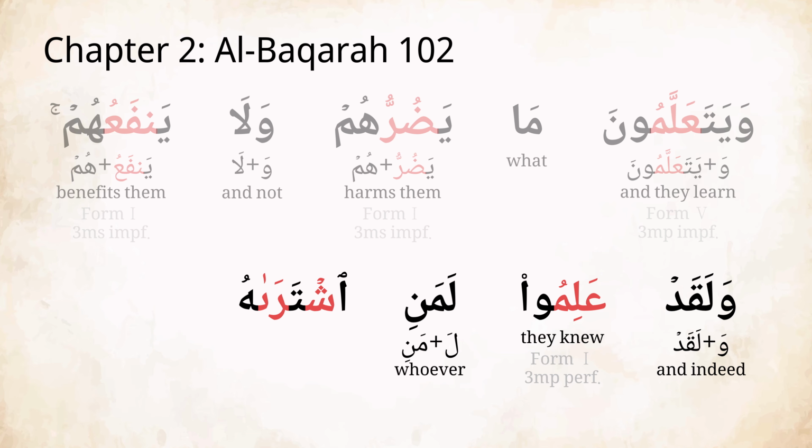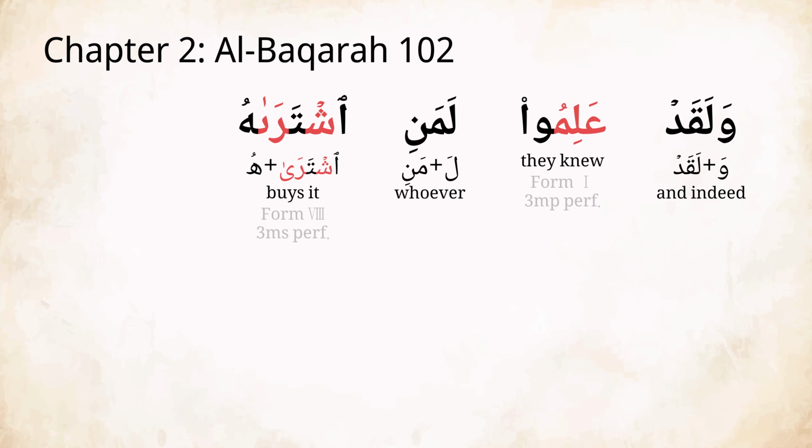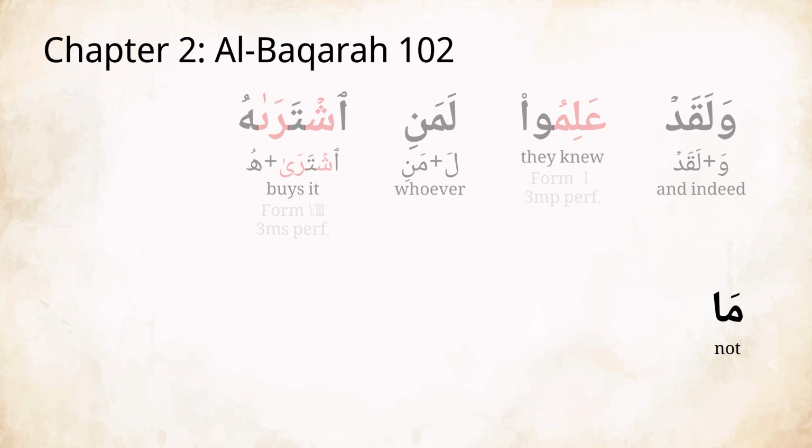Up next is ishtarahu, which is ishtara from the root shin ra ye plus object pronoun hu, meaning he bought it. The hamzat al-wasl and ta infix indicate a form 8 perfect verb. The perfect tense is used here with man to state a general rule, so we translate it as whoever buys it. Moving on, we have ma, meaning not.